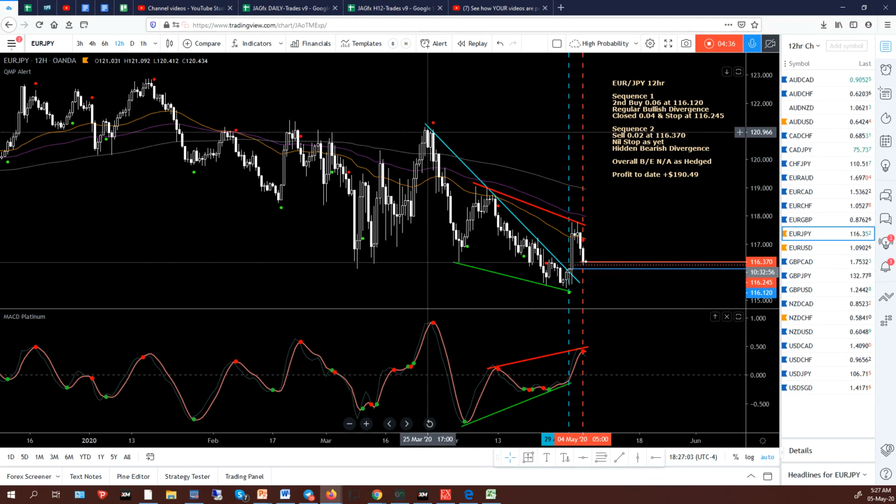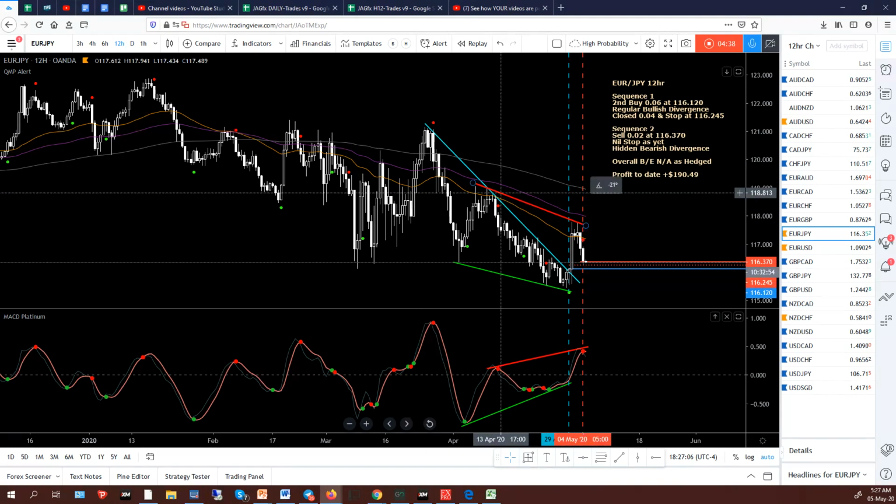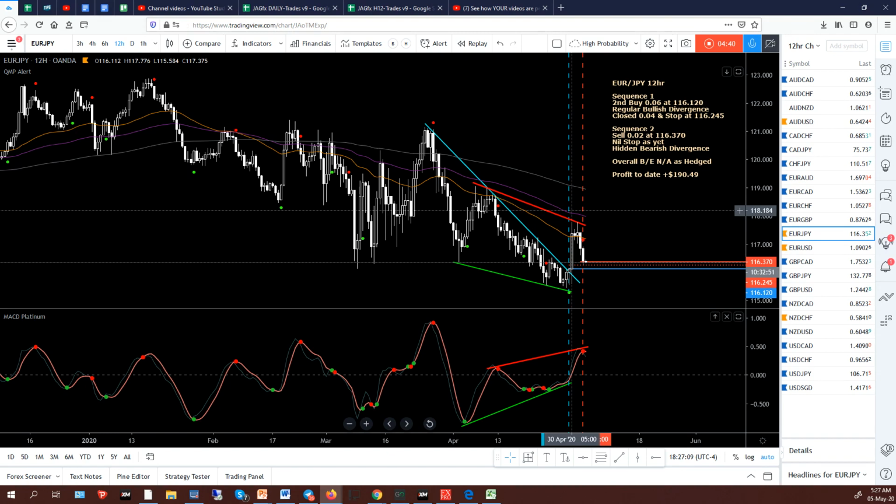Now, if you see blue trend lines like this, it's just something that I like to look at, which in this case was a trend line break.